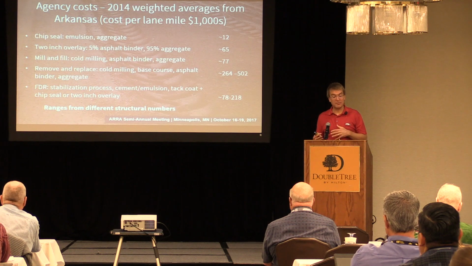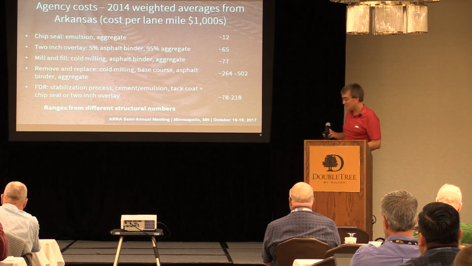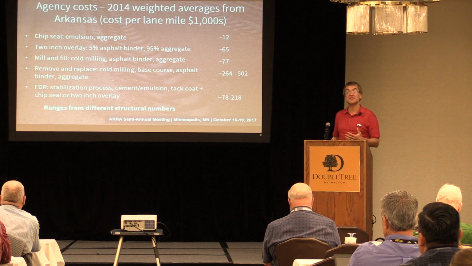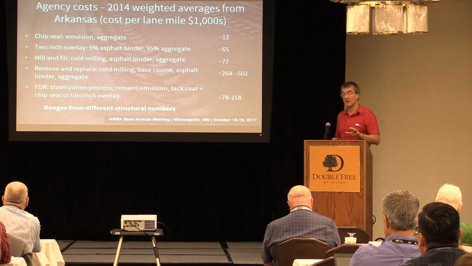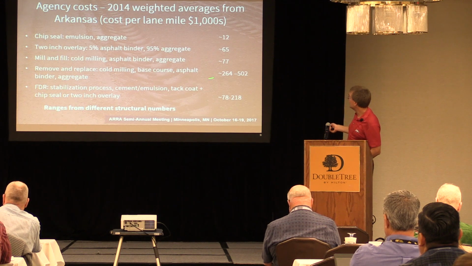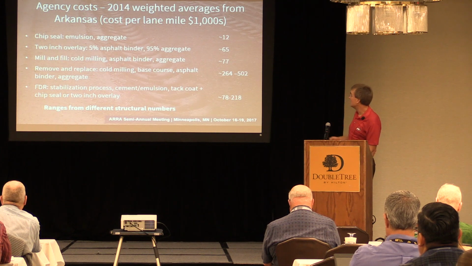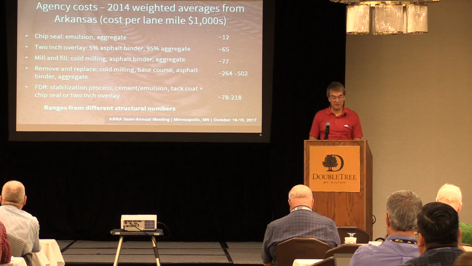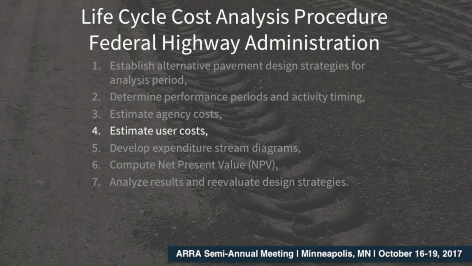But because remove and replace and FDR can change that, depending on the structural capacity you want, and I'll show a slide on that up here in the future too, you can spend anywhere from $264,000 to $502,000 per lane mile for remove and replace, and then anywhere from $78,000 to $218,000 per lane mile for FDR. Those are the agency costs.